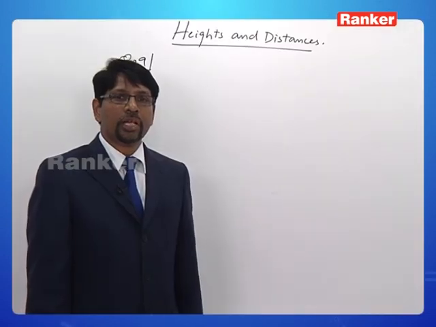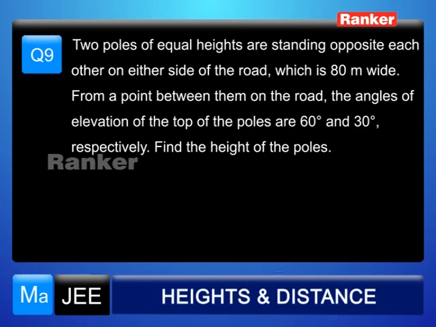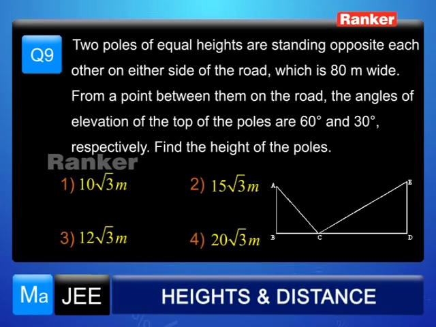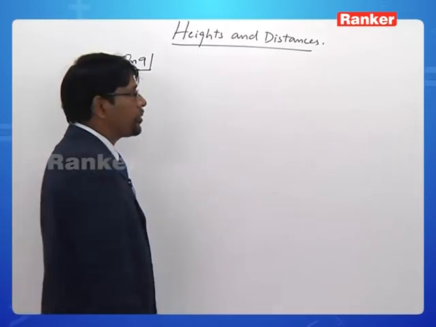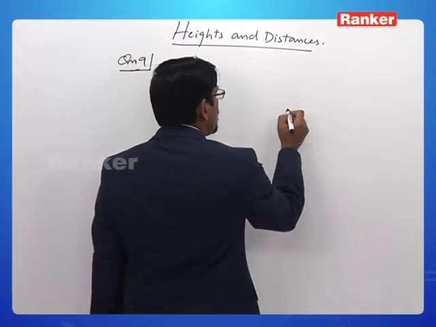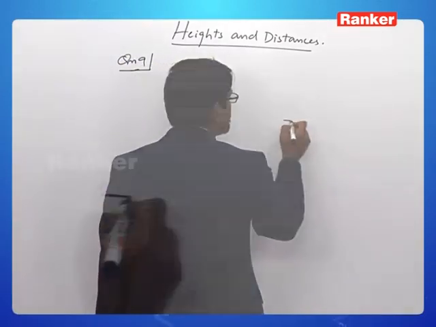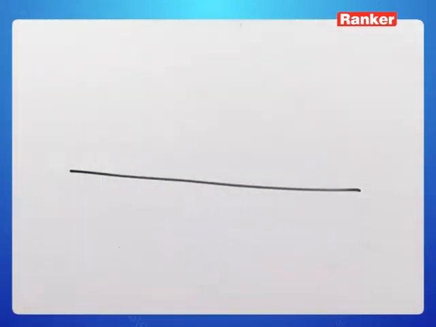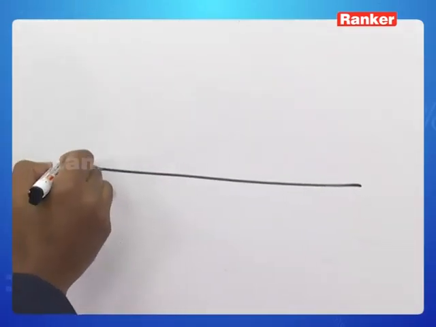Two poles of equal heights are standing opposite to each other on either side of the road, which is 80 meters wide. From a point between them on the road, the angles of elevation of the top of the poles are 60 degrees and 30 degrees respectively. Find the height of the poles. So we have a road here, and on either side of the road are the poles.